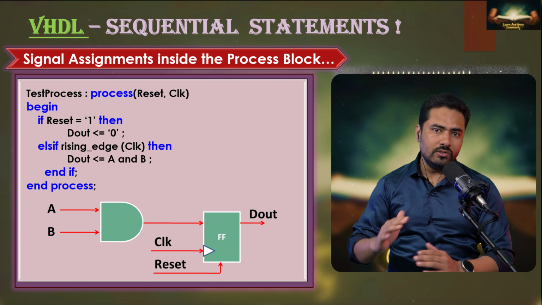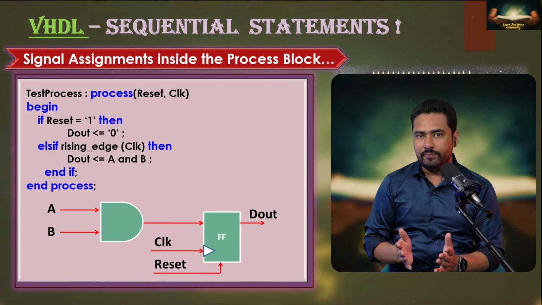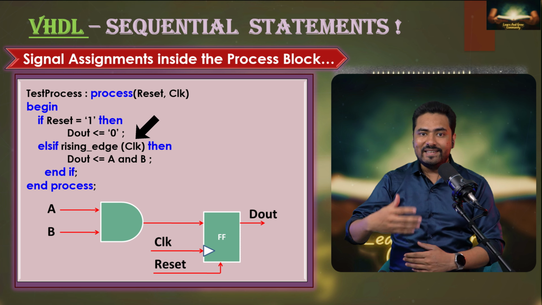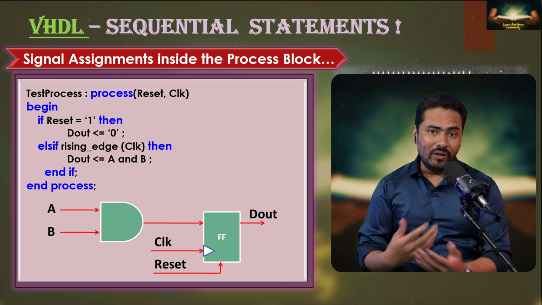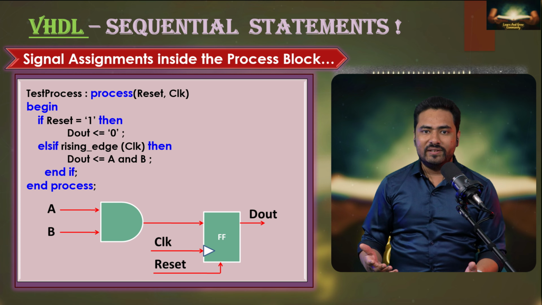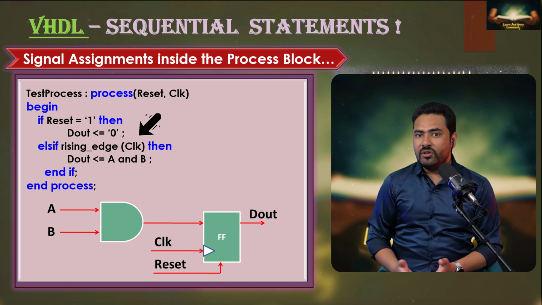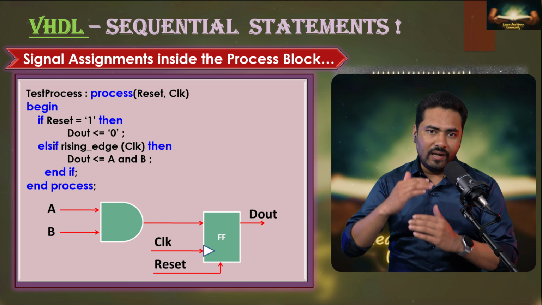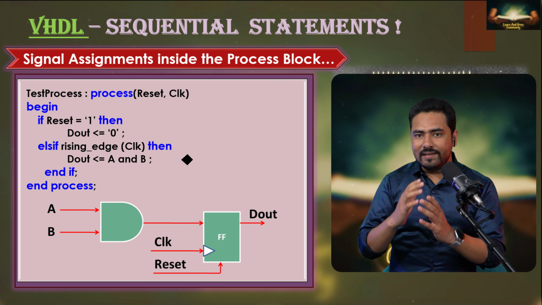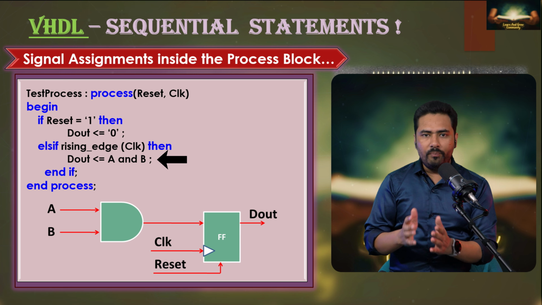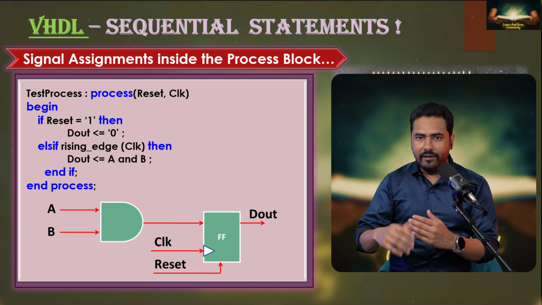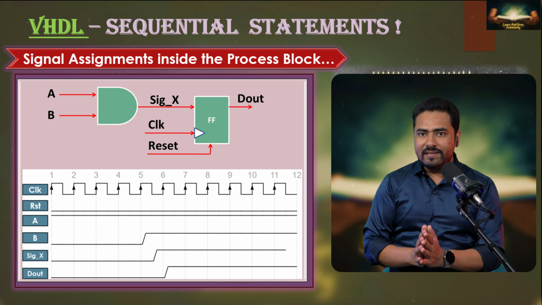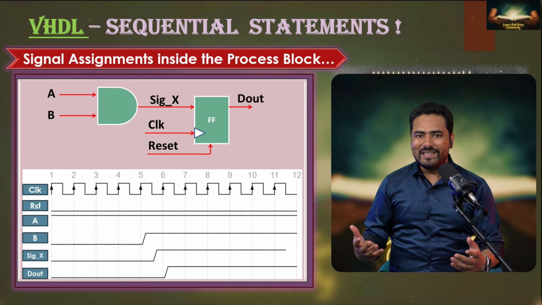Although the process runs on both edges of the clock signal, it only performs the useful operation on the rising edge, and it will do nothing on the falling edge of the clock signal because the else if condition is only true during the rising edge. So on every rising edge of the clock, the signal d_out gets a value based on input A and input B. Now let's look at the timing diagram and see how this circuit operates.